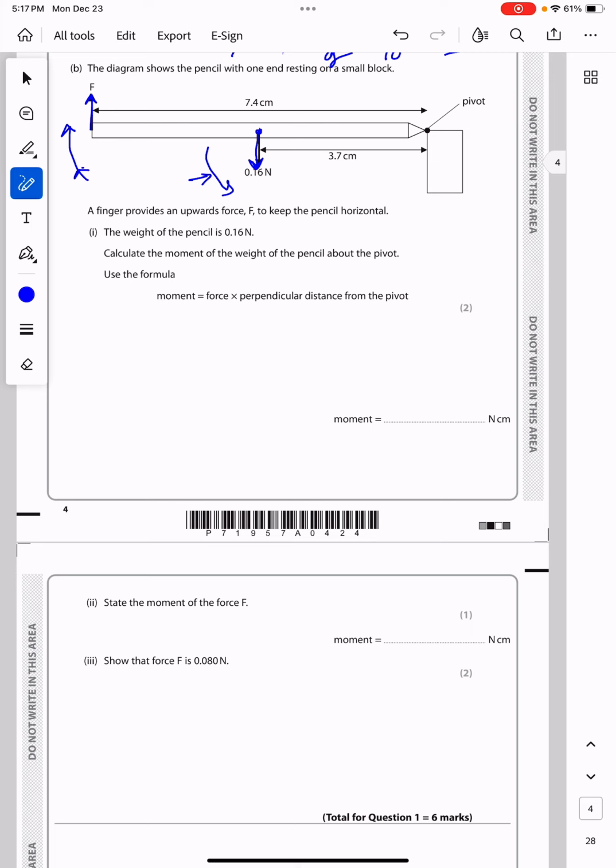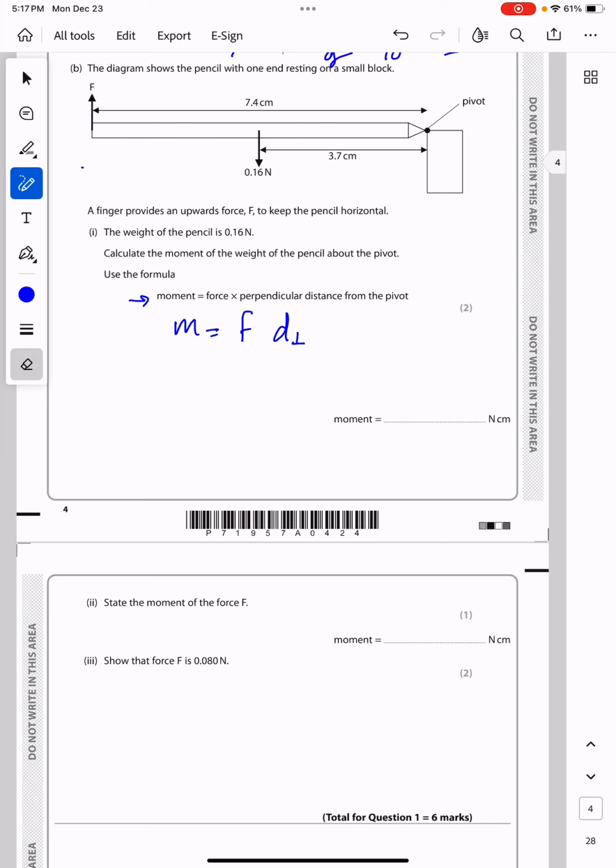So the first part: the weight of the pencil is 0.16. We know that. Calculate the moment of the weight of the pencil about the pivot. The formula is already given. Nice. Moment is equal to the force times the perpendicular distance. Let's see what we have here.